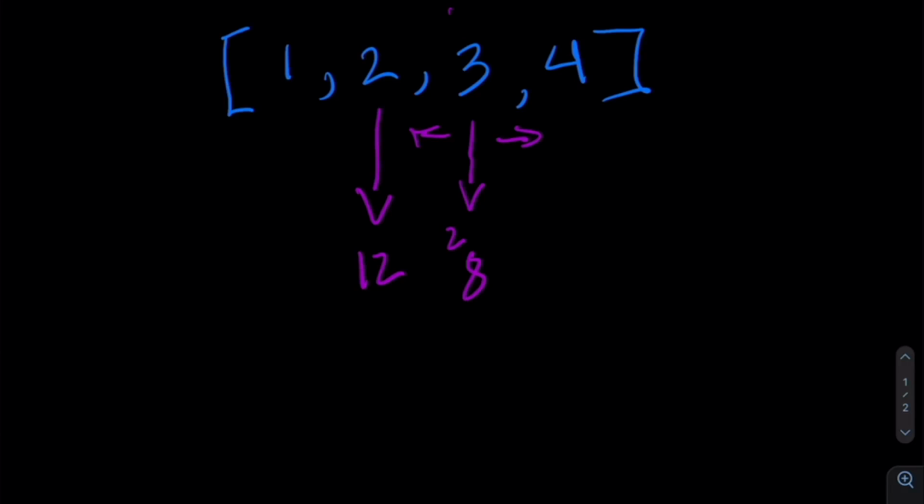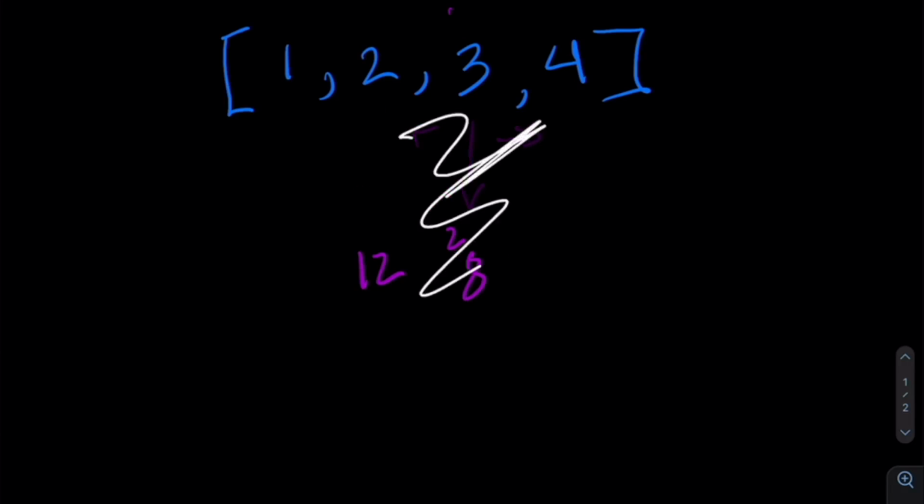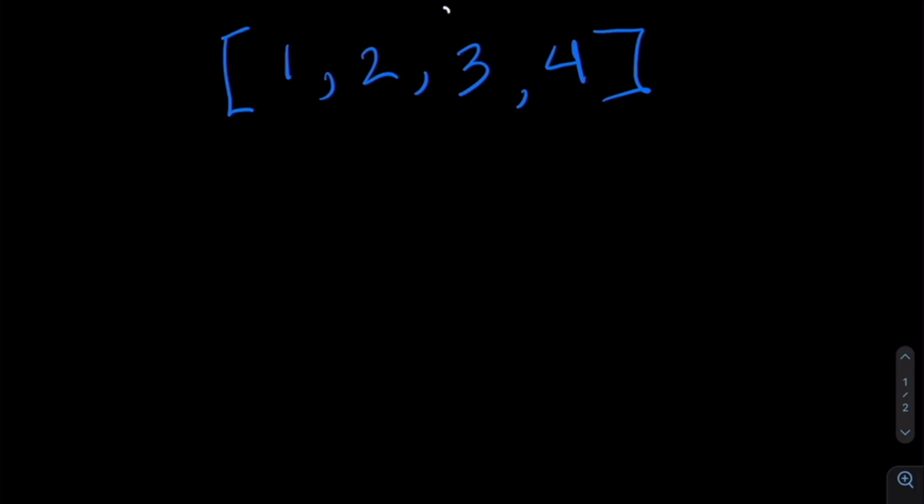So just to put a reminder here, the final answer, as you saw in the example, is the following. For the 1 is 24. For the 2 is 12, right? Because 3 times 4 times 1 is 12. For the 3 is 8 because 1 times 2 is 2, 2 times 4 is 8. And for the 4 would be 6 because 1 times 2 is 2, times 3 is 6.